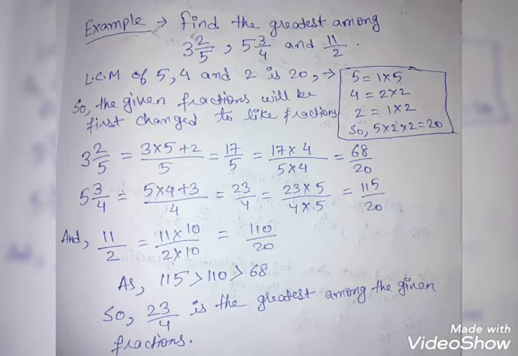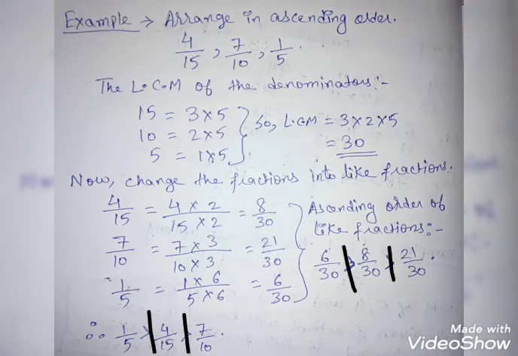So over here you can see the calculation step by step it is done. In the same way you also have to show all the steps. Now the next example, arrange in ascending order. Ascending means smallest to biggest. Here the fractions are 4 by 15, 7 by 10 and 1 by 5.